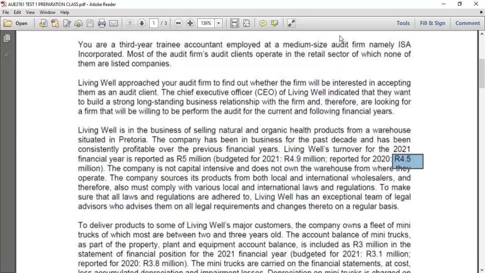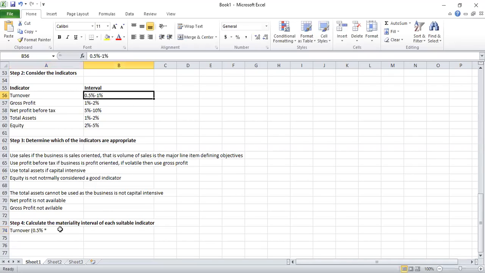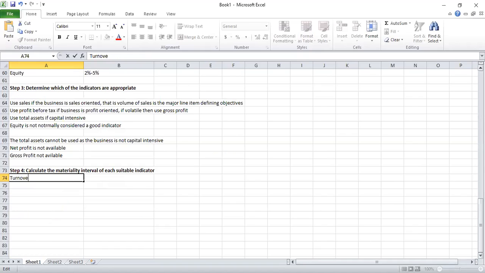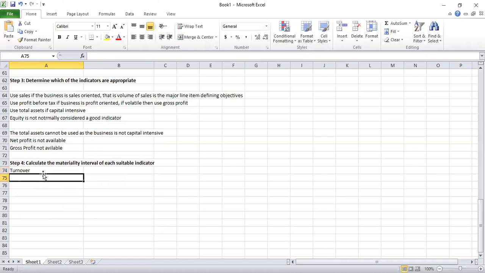So when we say the interval, you calculate the 0.5%. Our indicators are 0.5% and 1%. So you calculate the 0.5% of 5 million. Right? What do we get? Maybe let me just put it down there. $5 million times 0.5%. What do we get? $25,000.